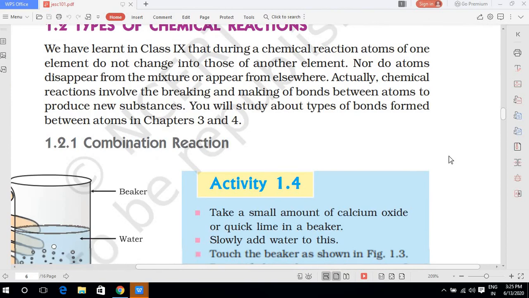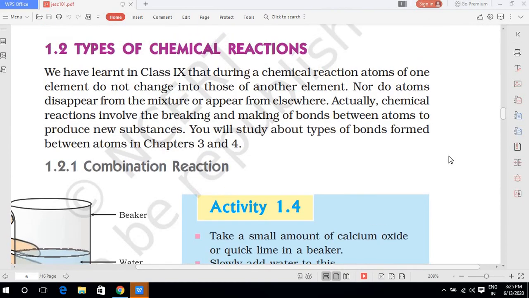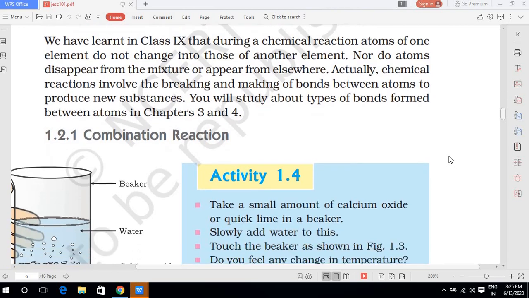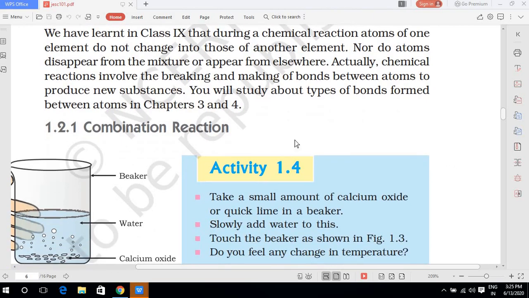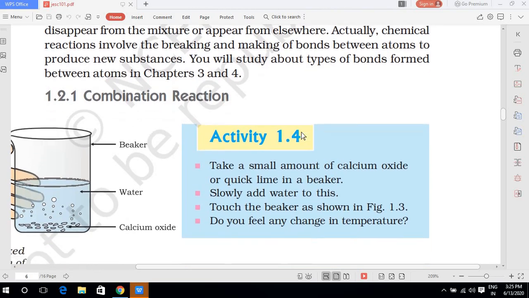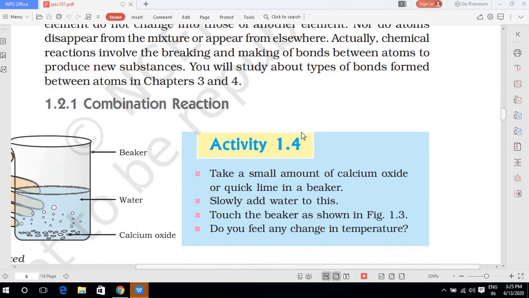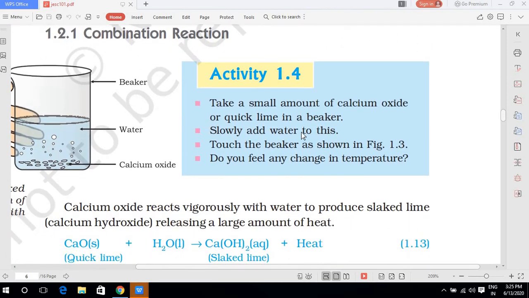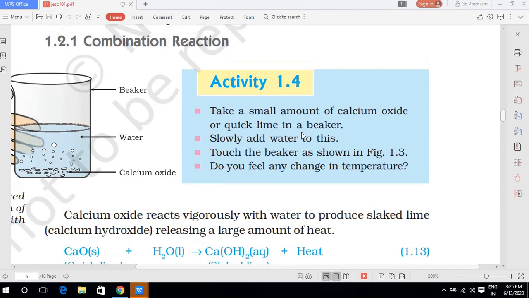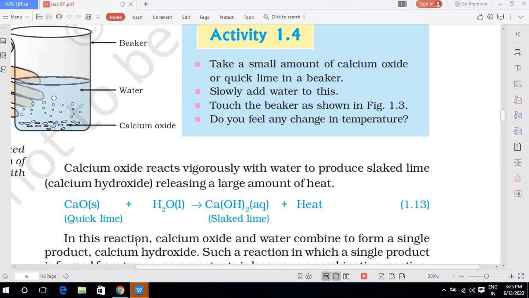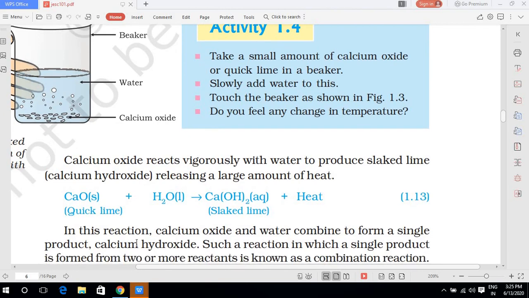Number one type of chemical reaction is combination reaction. We will learn about this combination reaction first. Combination reaction, as the name suggests, is very simple. It involves combining the identity of the reacting molecules.